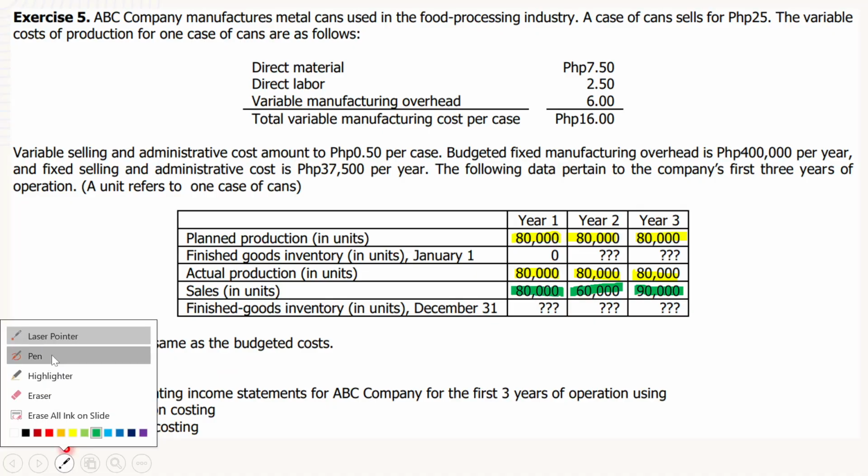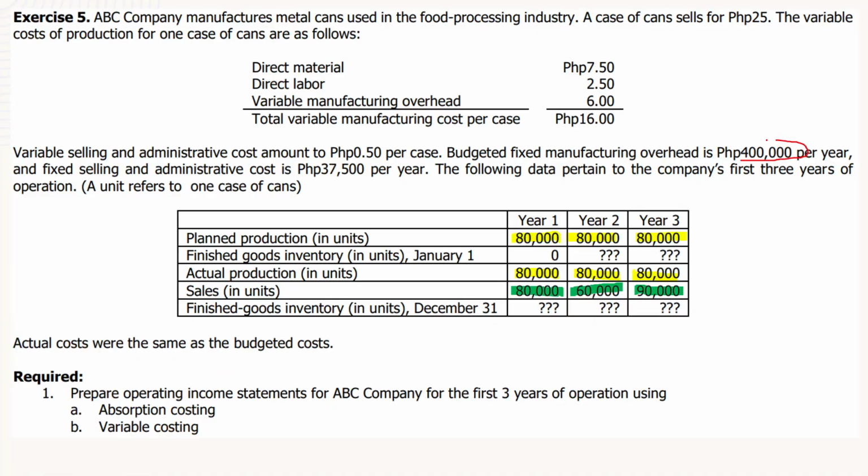So magkano ba ang fixed overhead per unit? It's 400,000. And throughout the 3 years, it will always be 80,000 per year. No? So 400,000 divided by 80,000 per year, that would be $5 per unit. So there you go. Under absorption costing, you would have a cost of goods sold per unit of 16 plus 5, 21 pesos per unit. No? So the price is 25. The cost of goods sold per unit is 21. No?